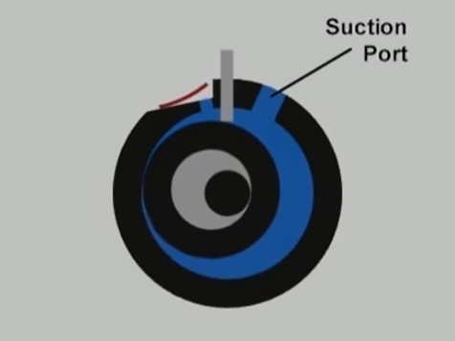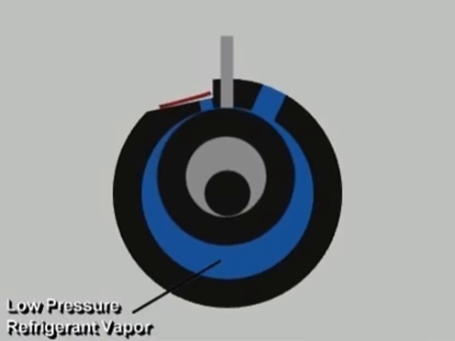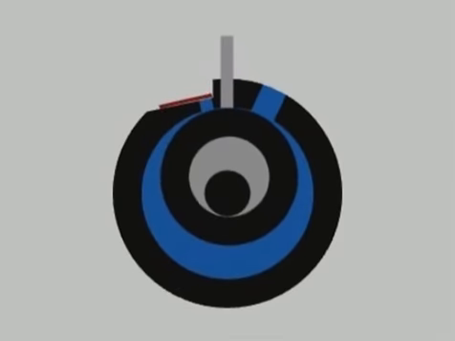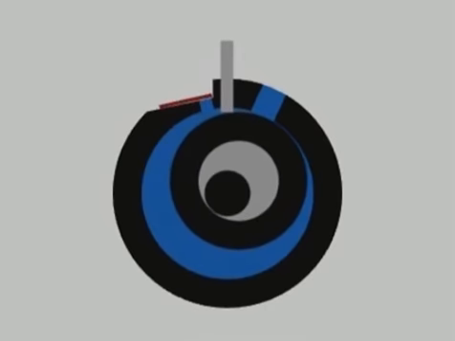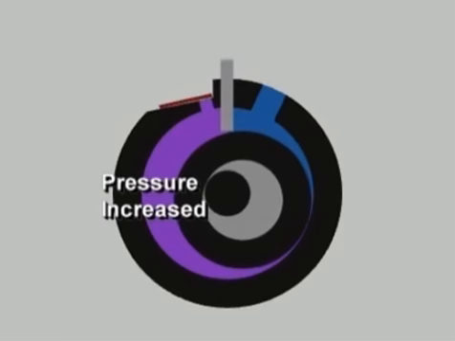Refrigerant vapor is drawn in through the suction port for a full rotation until the compression volume is filled with suction vapor at low pressure. In the next rotation, the rolling piston blocks the suction port. Low pressure vapor is compressed in the decreasing space between the rolling piston, housing, vane, and discharge valve on the other side of the piston.